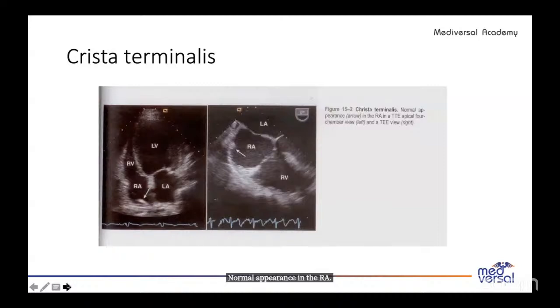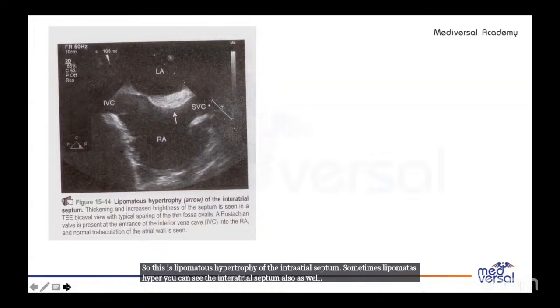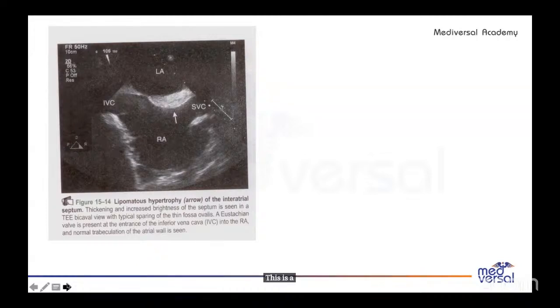Yeah. Next slide. So this is lipomatous hypertrophy of the interatrial septum. Sometimes with lipomatous hypertrophy, you can see the interatrial septum also as well. This is a normal variant. You don't need to worry about this.